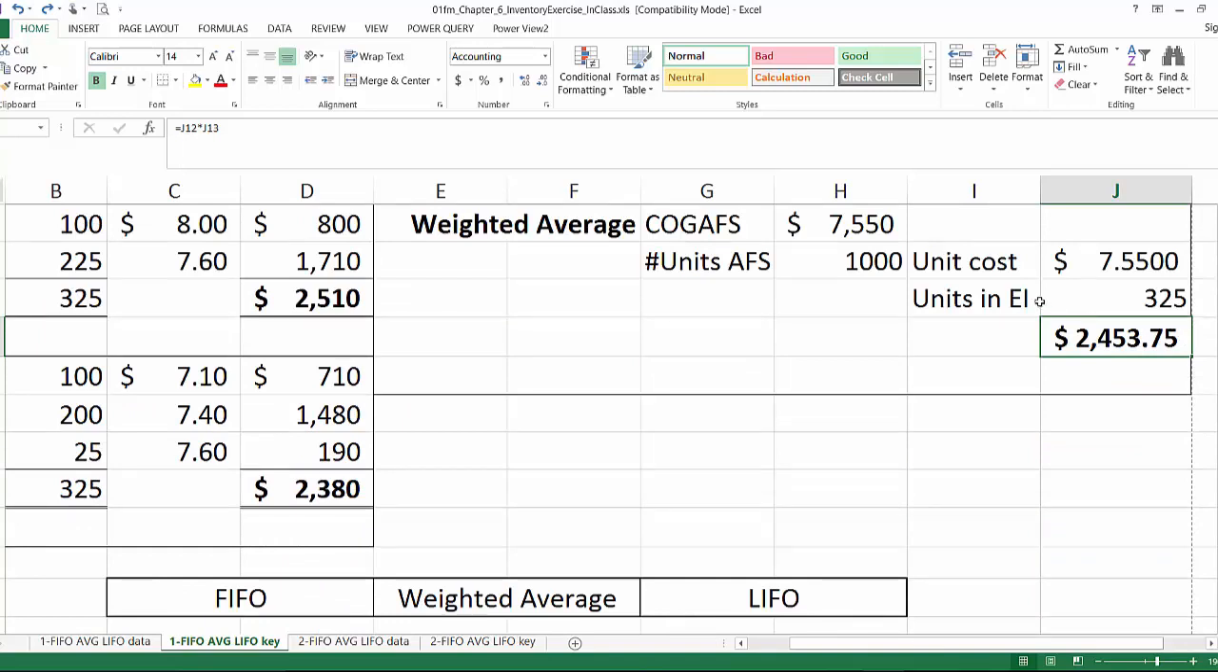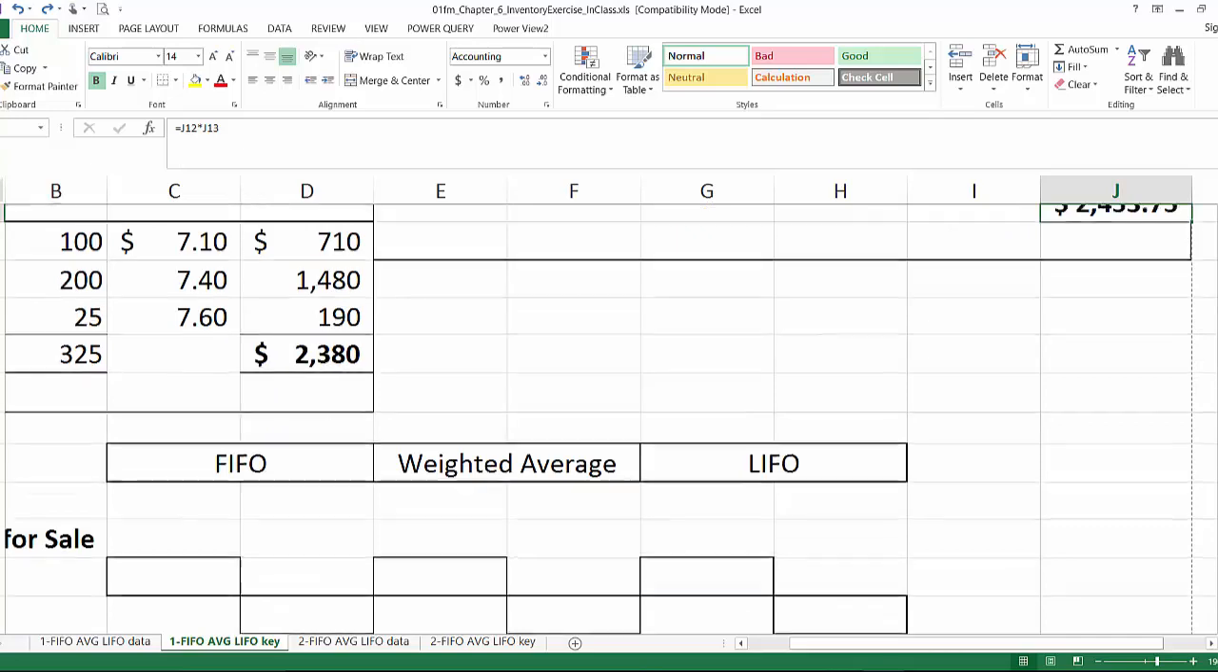But it's determined based on a weighting of the total cost of goods available for sale and the total number of units available for sale. No other schemes like any other kind of average. This is a special kind of average that takes into account all of the purchases at the various costs.